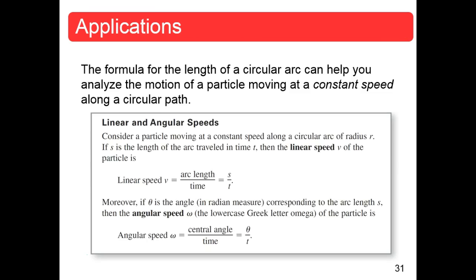All right, here's another place that we use this periodically. The formula for the length of the circumference of a circular arc can help you analyze the motion of a particle moving at a constant speed along a circular path. Can anyone think of anything that would move along a circular path at a constant speed? The moon going around the Earth? Very close. Not exact, but pretty close. The problem with that is the moon's orbit around the Earth is not quite circular, it's slightly elliptical, as is every planet going around the sun. They're never in circular orbits, they're always slightly off. But it gives you a good approximation.